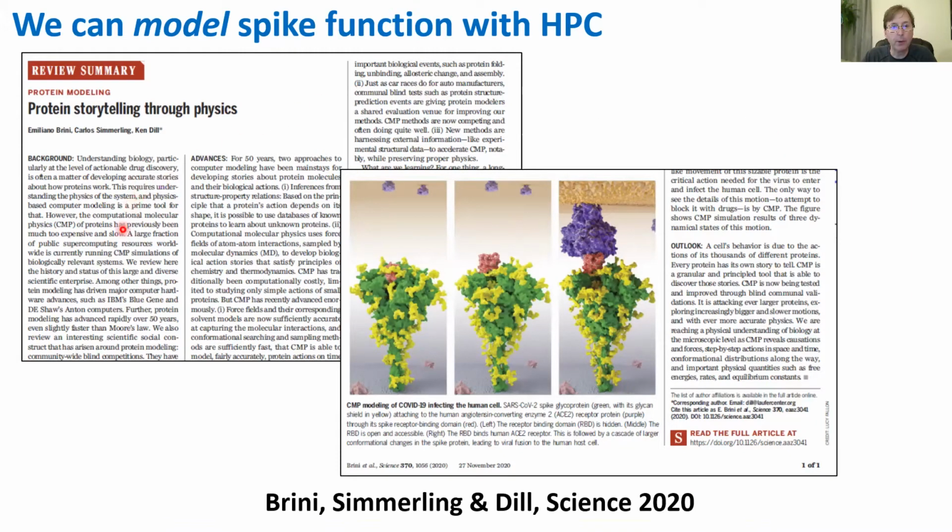This is a review that we recently published, Protein Storytelling Through Physics, and we highlight a lot of the success stories from our groups and others that have used these methods to understand molecular biology and disease. One of the examples that we provide is the spike that I'm going to talk about today.